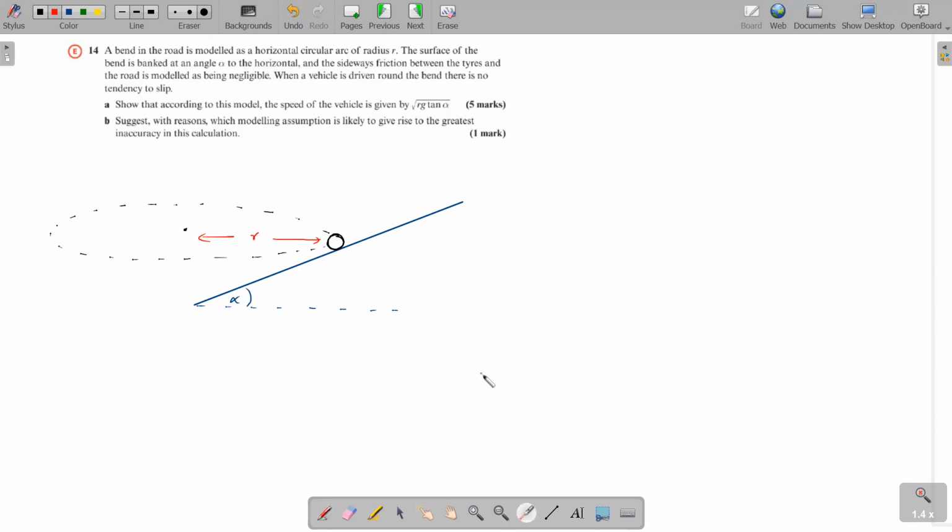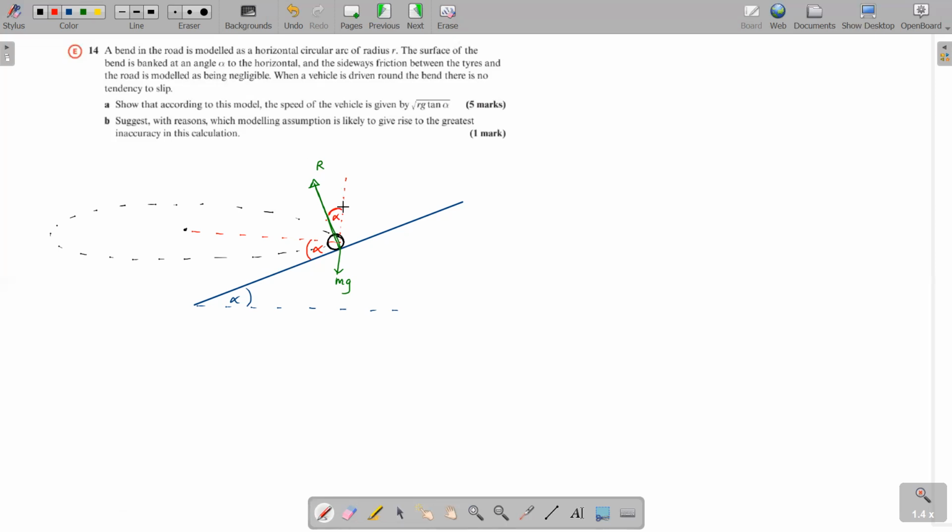Let's mark the forces. You have the normal reaction acting perpendicular to the surface of the road, and you have the weight mg. This question is quite similar to what we did previously, just that we are working with letters instead of figures. This angle here is alpha by alternate angles. Again, it's the same story as before. This is alpha, this is 90 minus alpha, which means this is again alpha.